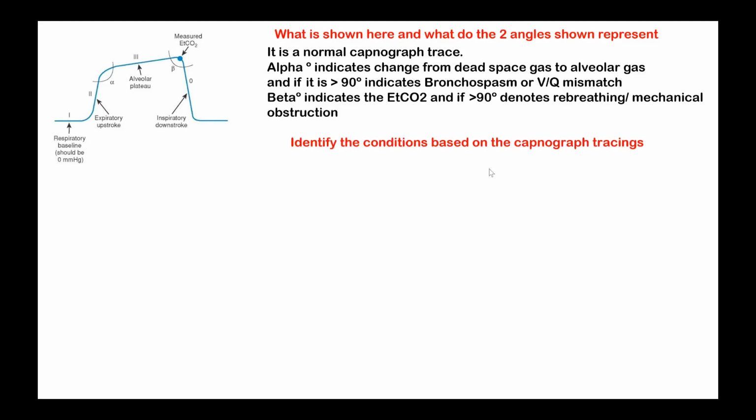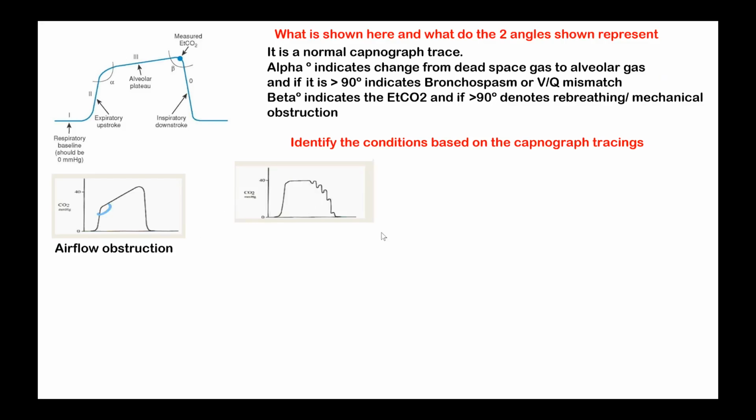Identify the conditions based on the capnograph tracings which are shown below. It's a sharp fin appearance. This is the bronchospasm. You can see the alpha angle is more than 90, almost 110, widening. So it is a bronchospasm or airflow obstruction. Okay. What is this? Cardiogenic oscillation. Very good. What about this? Curare cleft. Very good.